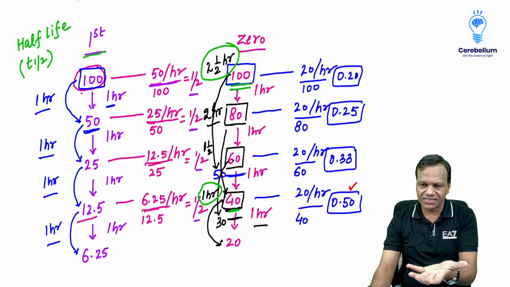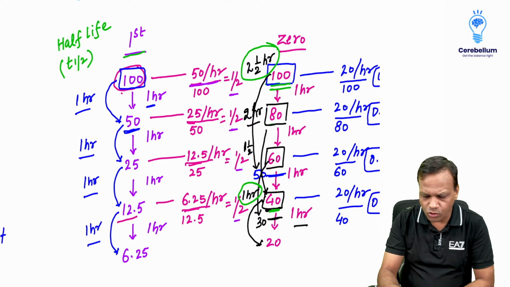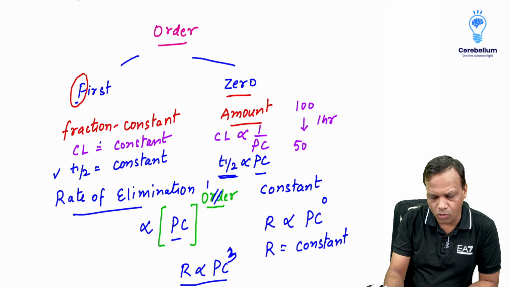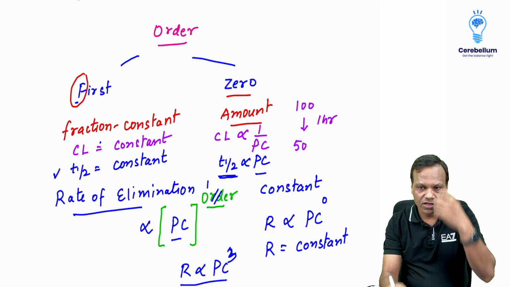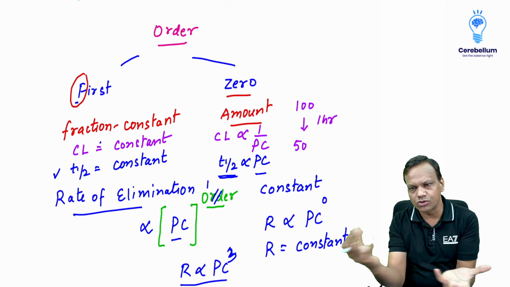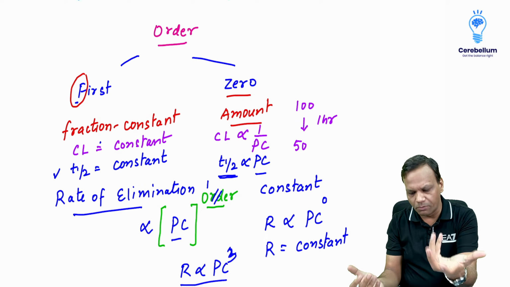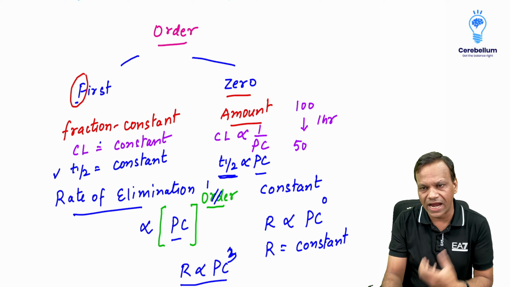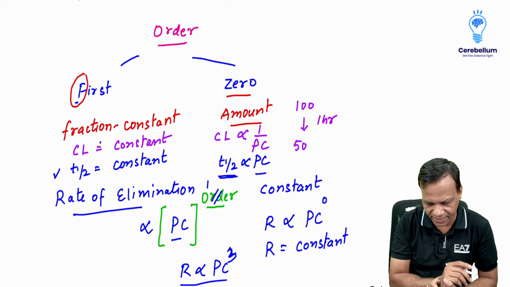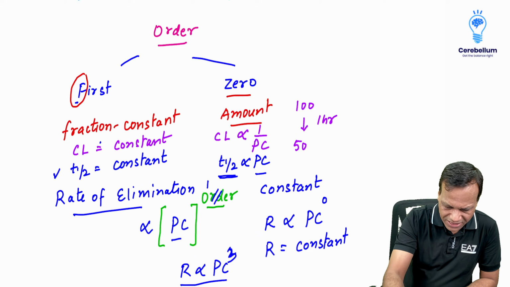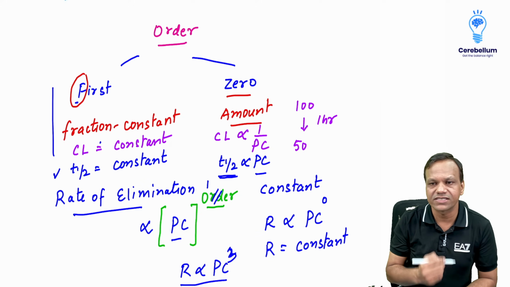So at lower concentration, more will be removed. So clearance is inversely related: more concentration, less clearance; less concentration, more clearance. Is it clear? At less concentration, the same amount is going, so the percentage going will be more, which means clearance will be more at lower concentration. On the other hand, it will be constant in first order kinetics. So that is the basic mathematical differences, 4 differences.